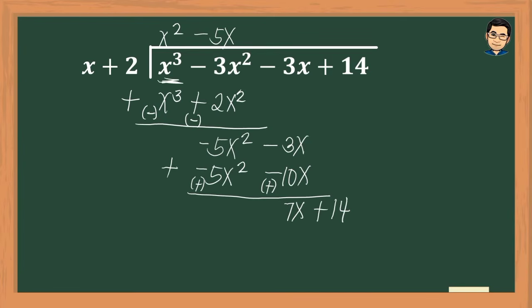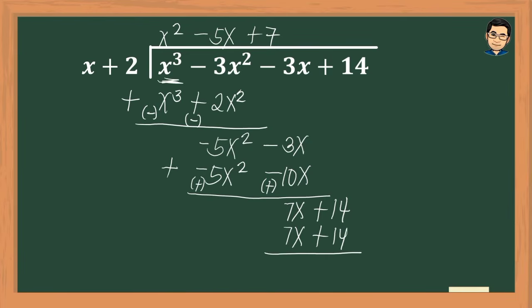Lastly, 7x divided by x. So, makakancel yung x. Matitira na lang po is 7. And then, i-multiply ulit natin yung 7 dun sa x plus 2. So, 7 times x, that is 7x. And then, 7 times 2, that is 14.